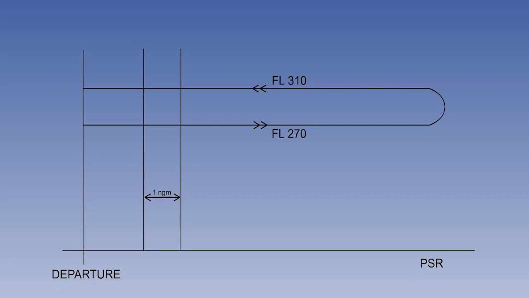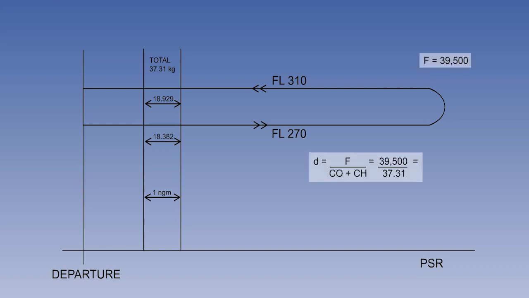Let's draw in 1 nautical ground mile. Here it is. We use 18.382 kilograms flying out and another 18.929 kilograms flying back, making a total of 37.31 kilograms there and back. So all we have to do is see how many times we can fit 37.31 kilograms into 39,500 kilograms, which is all of our safe fuel. It comes to just over 1,058 nautical miles.